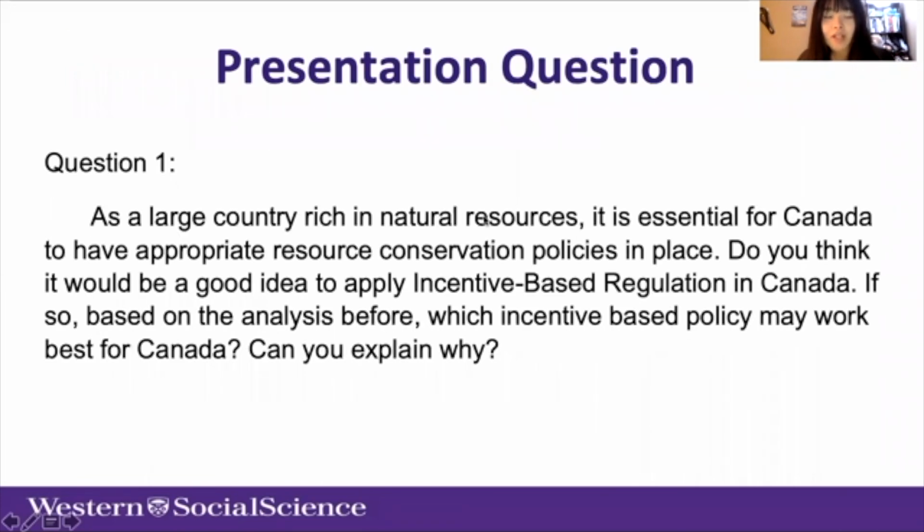The first question is, as a large country rich in natural resources, it's essential for Canada to have appropriate resource conservation policy in place. Do you think it would be a good idea to apply incentive-based regulation in Canada? If so, based on the analysis before, which incentive-based policy may work best for Canada? Can you explain the reason why?